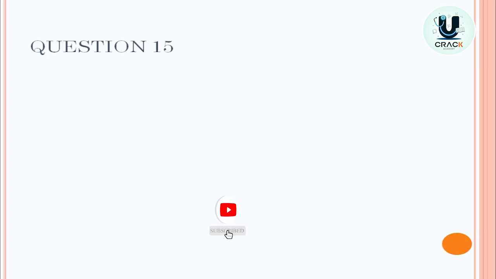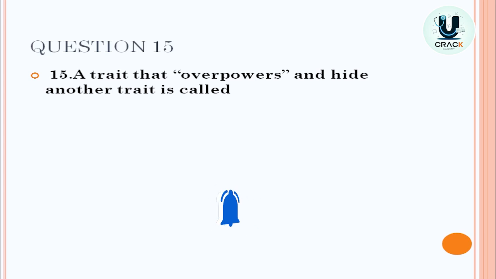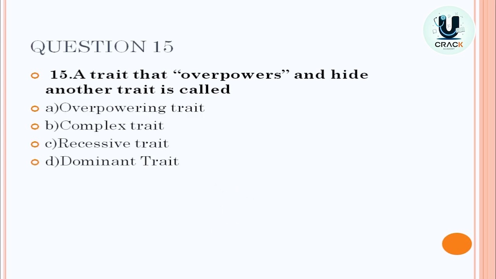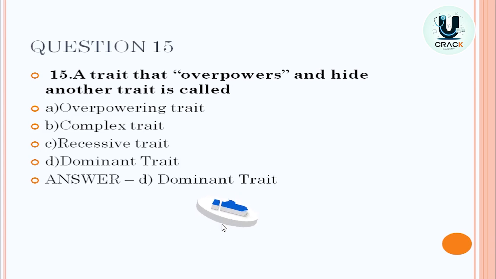Question number 15. A trait that overpowers and hides another trait is called A. Overpowering trait, B. Complex trait, C. Recessive trait, D. Dominant trait. Answer D, dominant trait. I hope you all have got an idea about this, children.